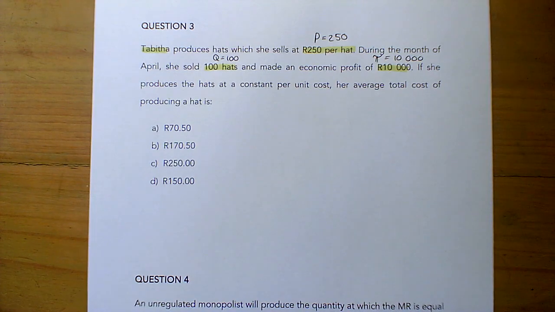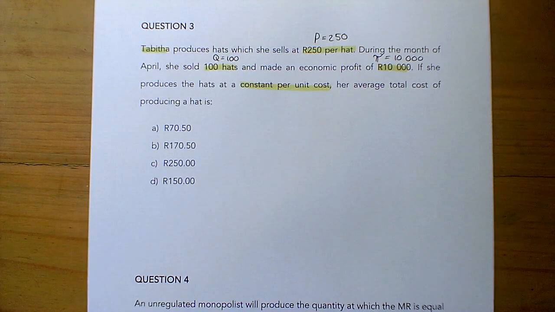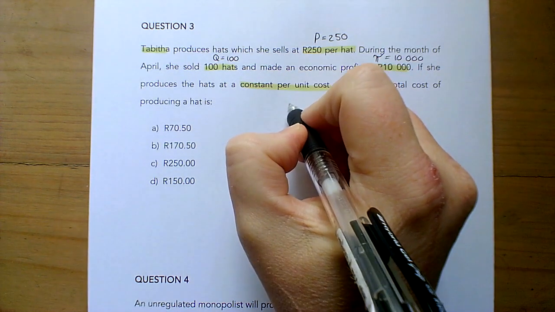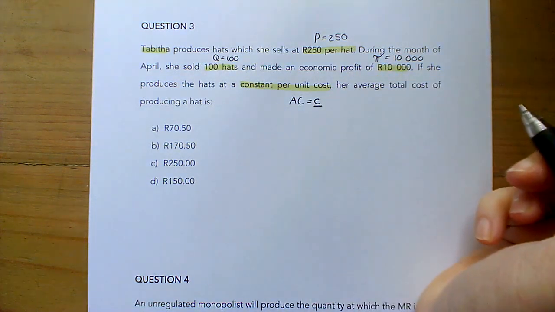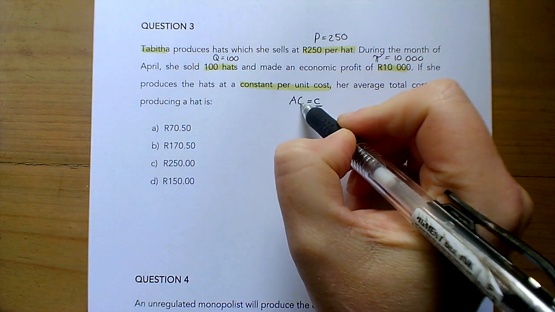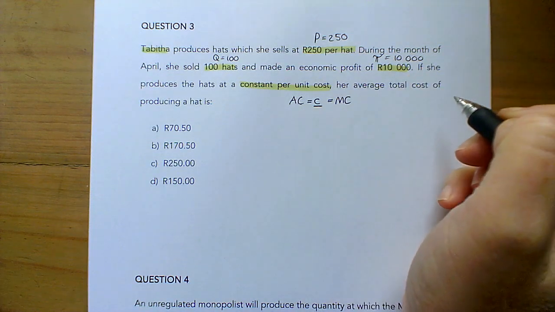If she produces the hats at a constant per unit cost. So what does it mean to have a constant per unit cost? It means that the average cost of production is constant at some value. And if the average cost is constant, then the marginal cost would also be constant.